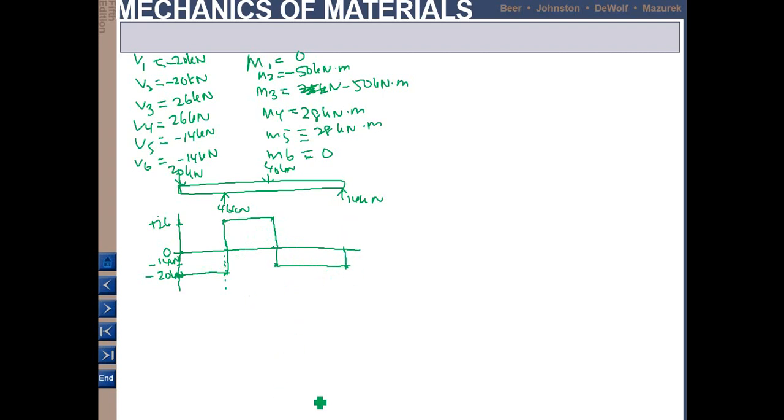And then the bending moment diagram, because we have calculated, so this point is 0, so this is moment, and this is shear. Okay, so M1 is equal to 0, so it starts from here, and then at point 2, which is here, it is equal to minus 50, so minus 50 is here, and at point 3 is also minus 50, so let's say this is point 3, this is minus 50.